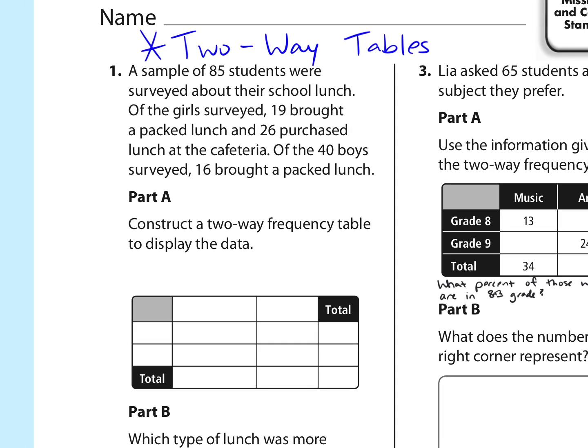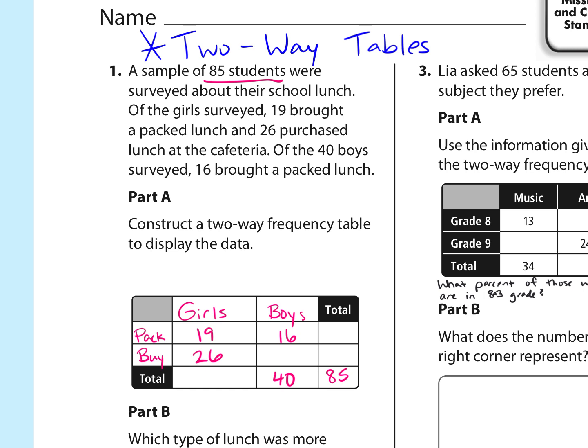So I'm going to fill in the information I know. I know that there was a total of 85 students, and so that's my total, which goes in the bottom right corner. I'm going to go ahead and fill in some information. I know we're talking about girls and boys, and whether they packed a lunch or whether they purchased a lunch, which I'm just going to call buying a lunch. So of the girls surveyed, 19 brought a lunch and 26 purchased lunch. Of the 40 boys surveyed, 16 brought a packed lunch.